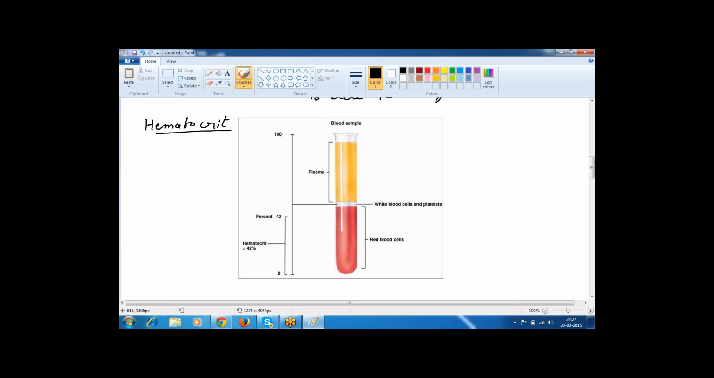Since RBCs are red in color and they are responsible for the red color, the lower part of the test tube will look red. The red column indicates the count of RBCs. And on the top you will have pale yellow clear fluid which is called plasma. In between the two, sometimes a clear line is visible, sometimes it is not distinguishable. That is a small zone for white blood cells.